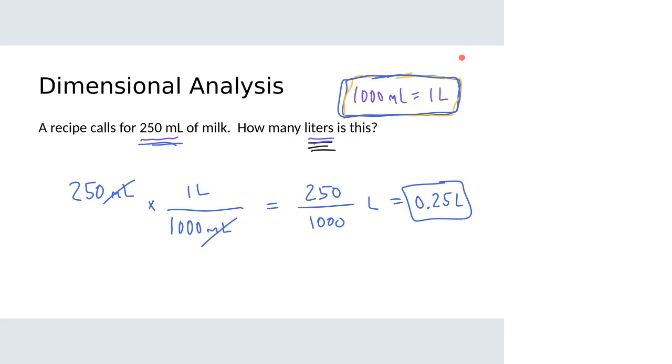Are there any questions about this one before we move on to something that is the same idea, but a little bit more involved?